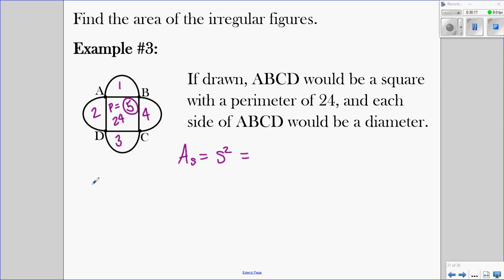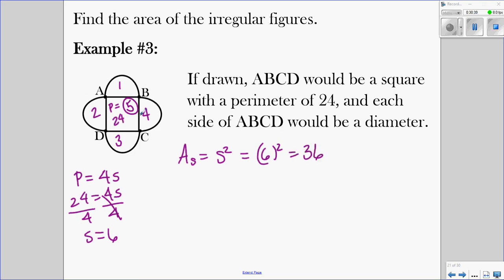If the perimeter is 24, and there are 4 sides, we divide 24 by 4 because there are 4 equal sides. So then that means each side is 6. Then it'd be 6 squared, gives us 36. So we found one of them.